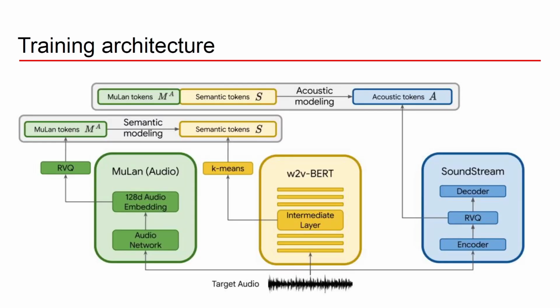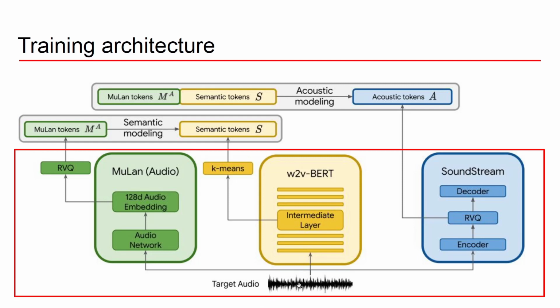Okay, so we're back to the training architecture. Now, hopefully you should have a better understanding of the different moving parts. Let's take a look at the first step. Well, we input our audio, so our waveform, and then we extract all the different tokens with MuLan, with W2V-BERT and SoundStream. Now, you see here there are a couple of additional steps. So there's a residual vector quantizer and a k-means. These are used for post-processing really the embeddings that come out from MuLan and W2V-BERT, and their task is that of discretizing or quantizing basically these embeddings.